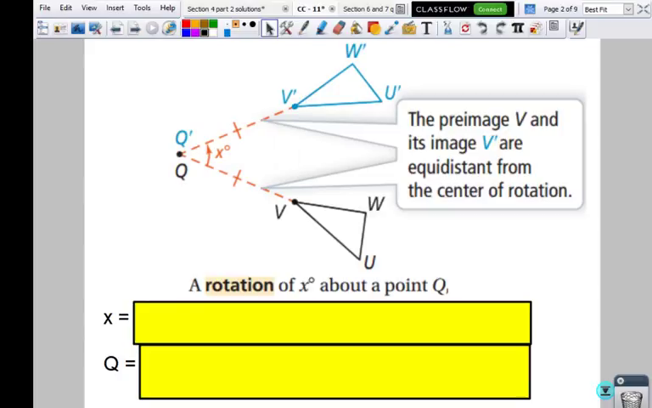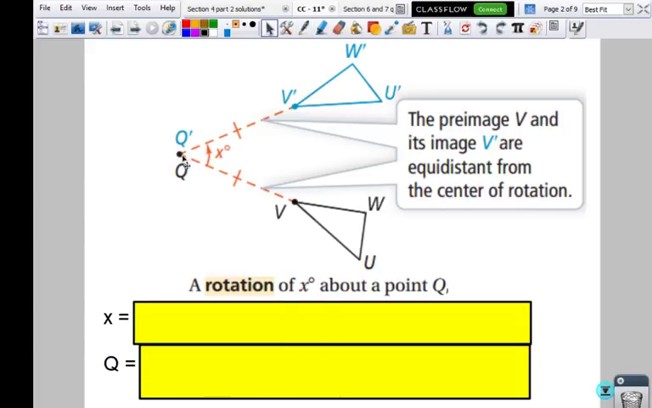We're going to start by looking just at how things rotate here. So we will have a pre-image and an image, just like normal. Pre-image is the first one. Image is the second one. They are both going to be equal distances away from a center of rotation.